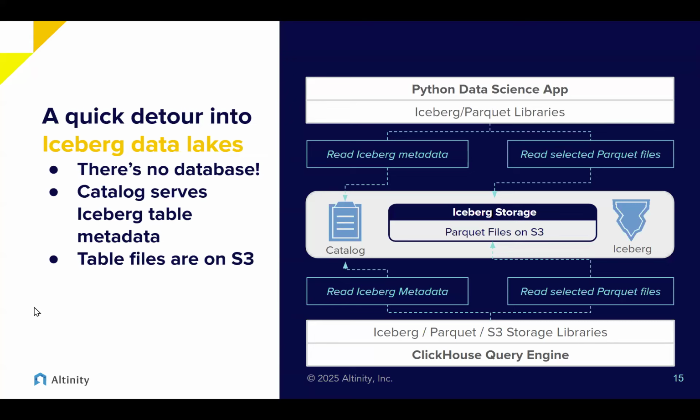In this particular example, I show a Python data science app. So that has libraries to read Iceberg, like PyIceberg and PyArrow. Those can read Parquet. And when they're doing reads, they will read the Iceberg metadata, and then they'll go select the files that match. ClickHouse does exactly the same thing. So it has code that can read Iceberg metadata. It has code to read Parquet, and of course has code to access S3. All right, that's Iceberg.